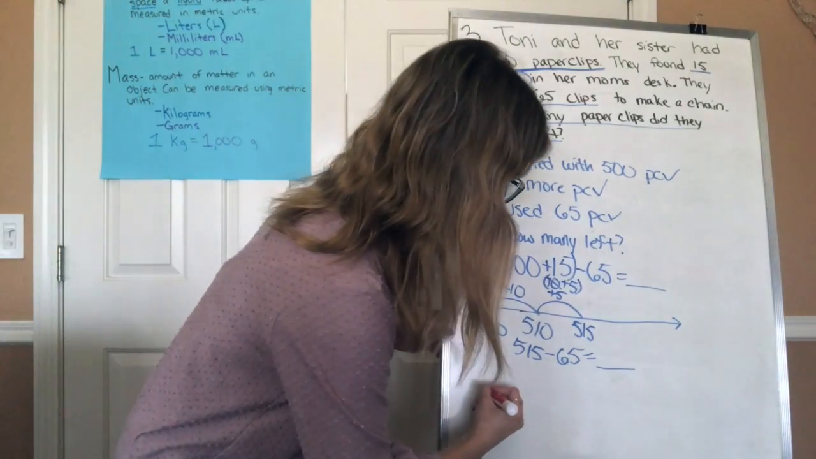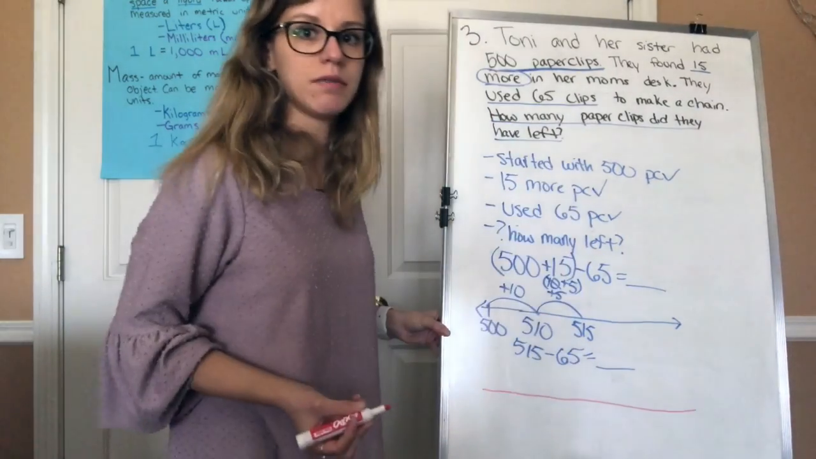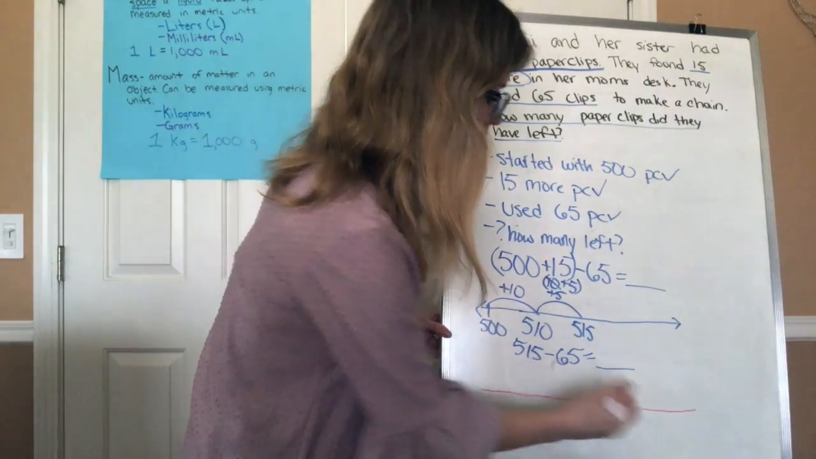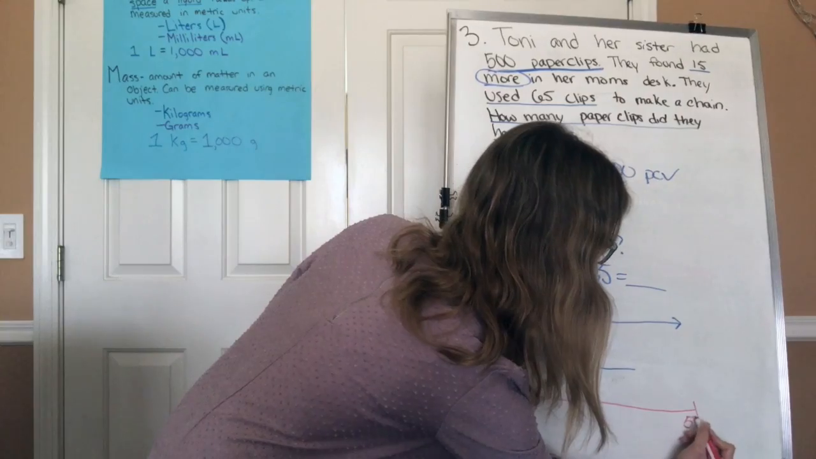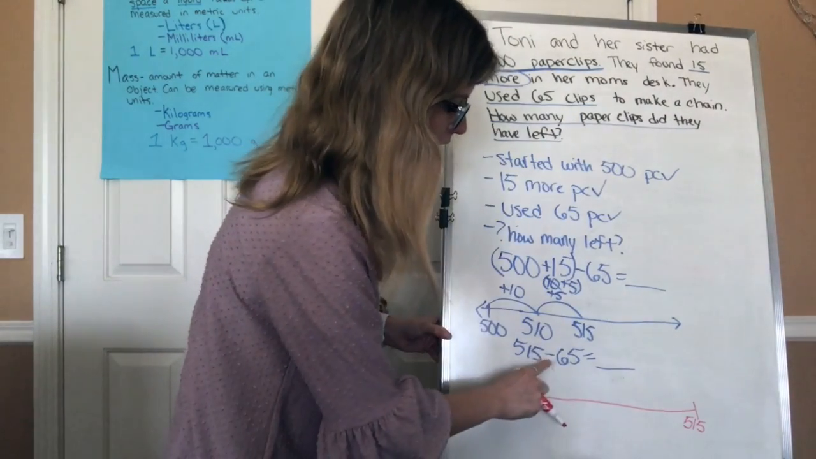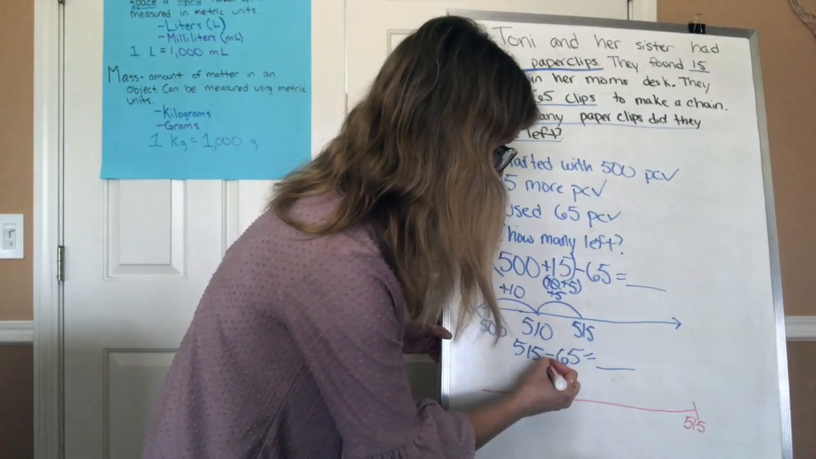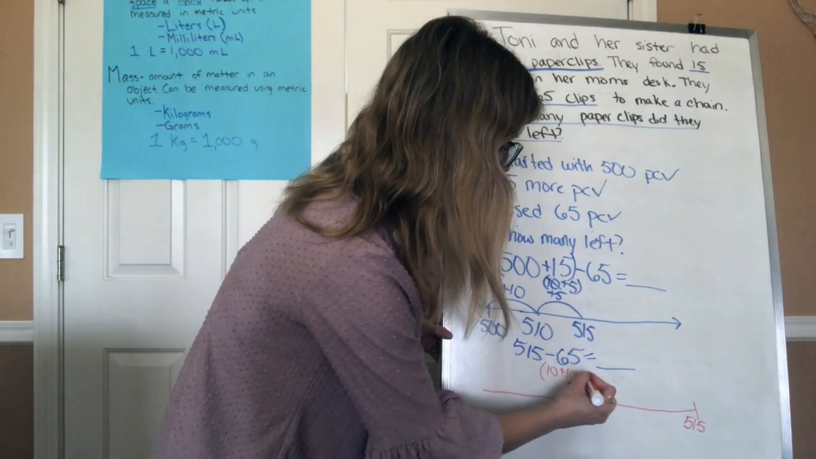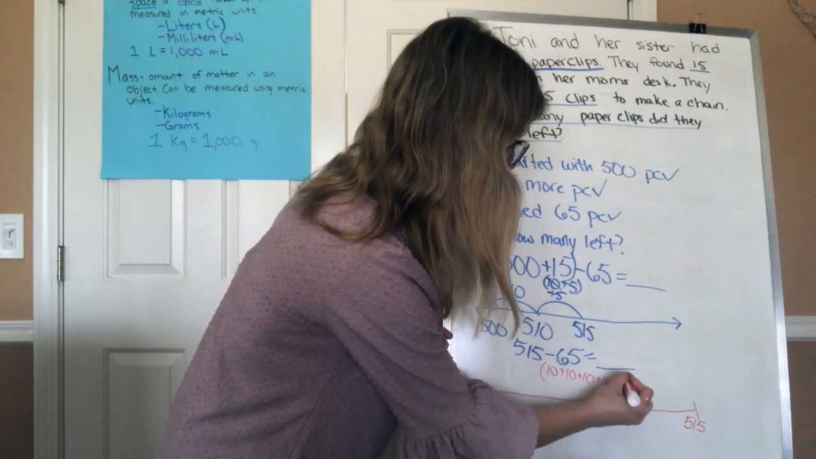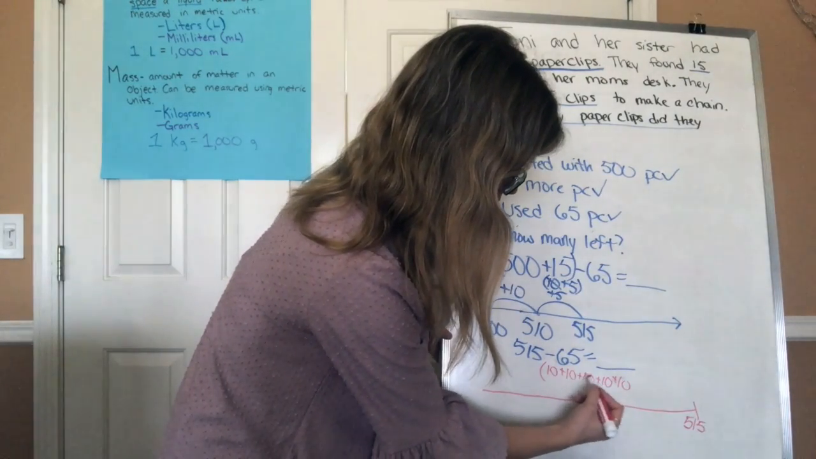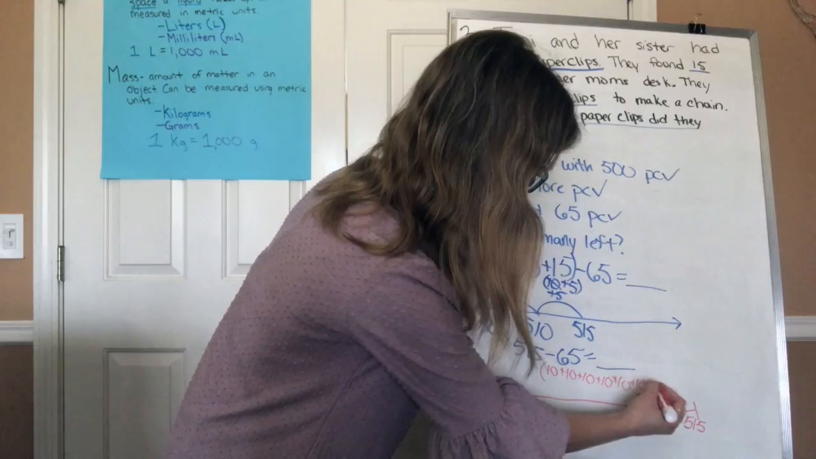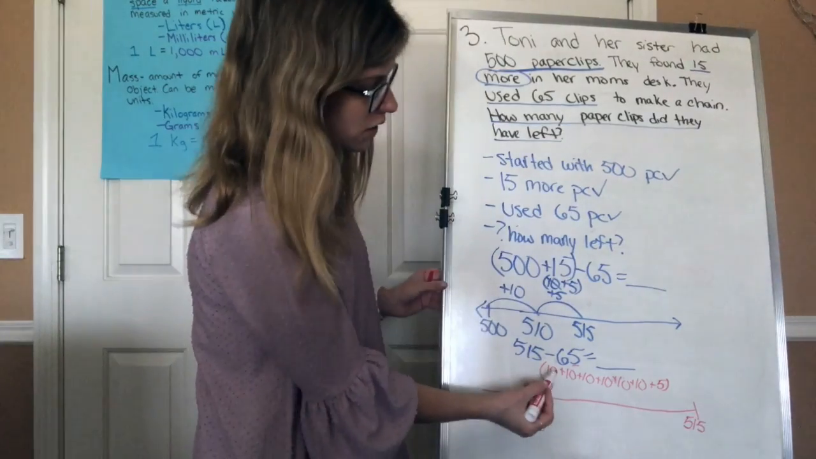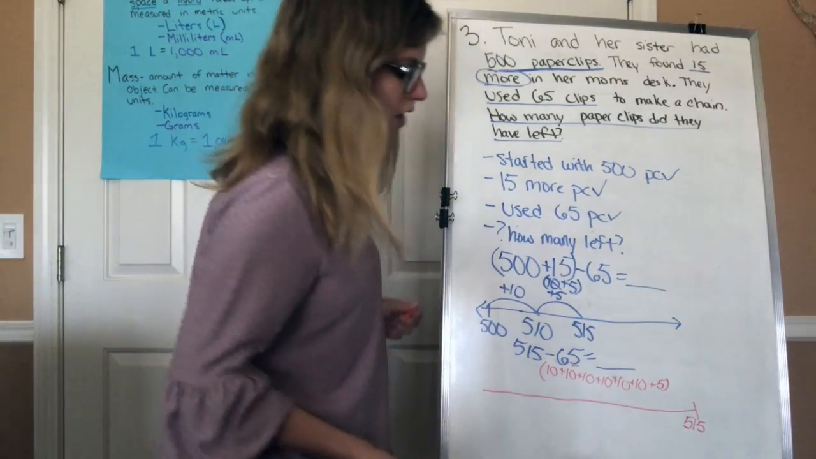So I'm going to use my number line. And so now I see that it's subtraction. So I'm going to start at the right side and write 515. And then 65 is like another way to say 6 tens. So 10 plus 10 plus 10 plus 10 plus 10. 1, 2, 3, 4, 5 tens plus 10. And then I can't forget my ones place, so plus 5. So 6 tens and 5 ones.